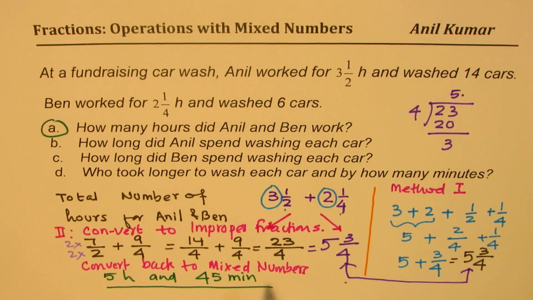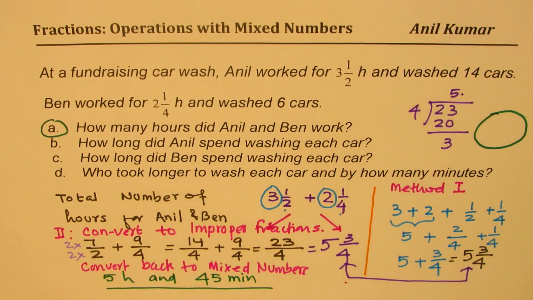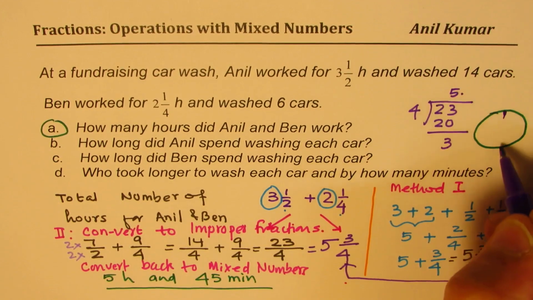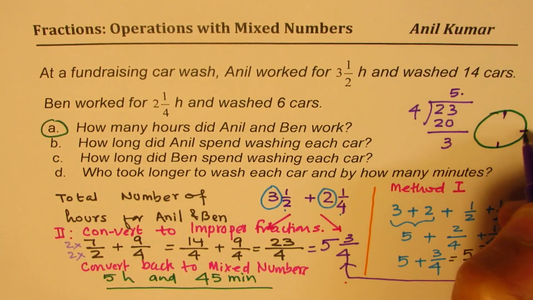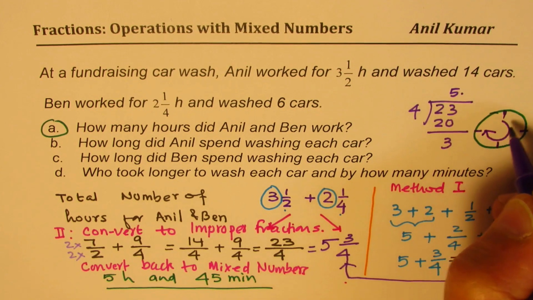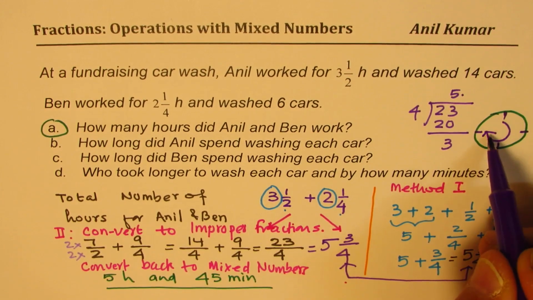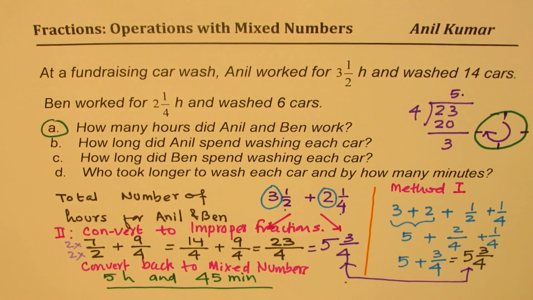Sometimes we may even ask for time in minutes, okay? So 5 hours, 3/4 of an hour is 45 minutes. Think about a clock, correct? So when you think about a clock, you know this is half an hour, quarter, 3/4. So up to this is 3/4. So 5 complete and 3/4 of an hour, that much. Perfect. So that is the total time they took.